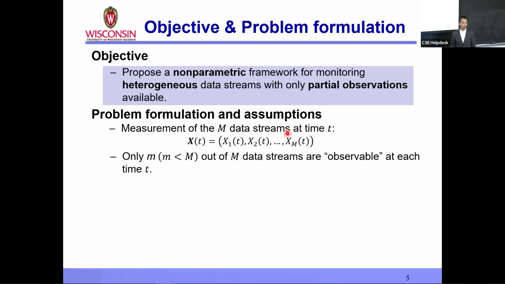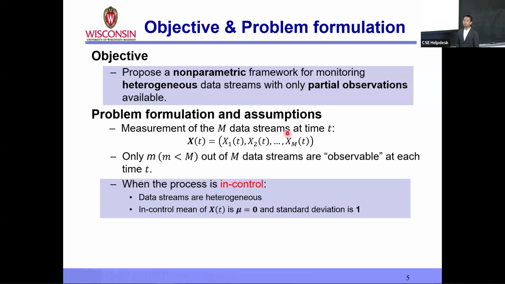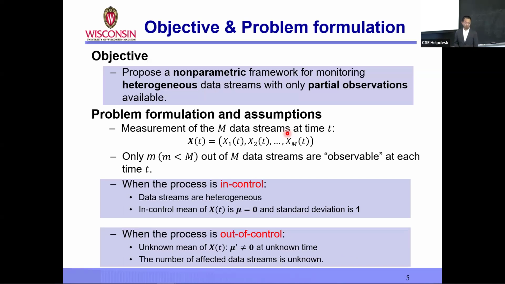But due to the resource constraint, only small m out of the big M data streams are observable at each acquisition time. We further assume that when the process is in control, data streams can be heterogeneous, and we have zero mean and unit variance. This can be done easily through data standardization. But when the process is out of control, the means for some variables will shift to non-zero at some unknown time. We want to propose a framework that can detect such mean shifts as soon as possible, especially in high-dimensional settings.